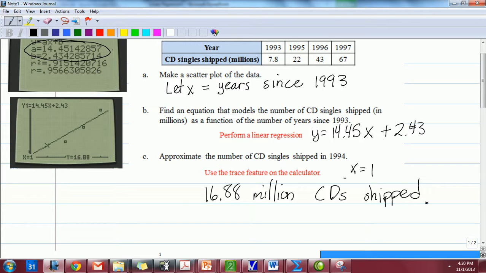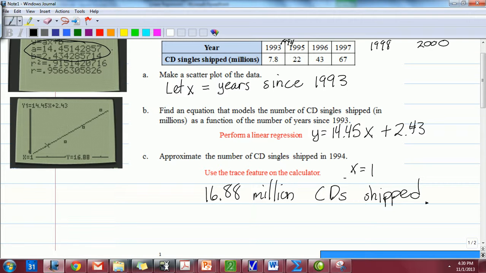So notice that 94 was within right here. That's what made this an interpolation. But 1998 and 2000 would be outside of our original data. So that's what makes it an extrapolation.